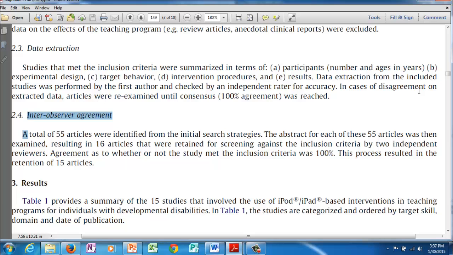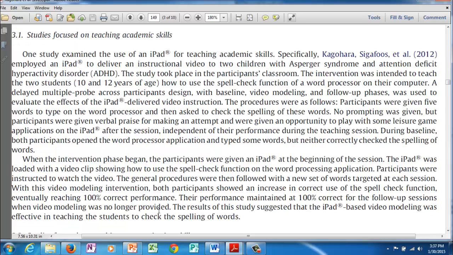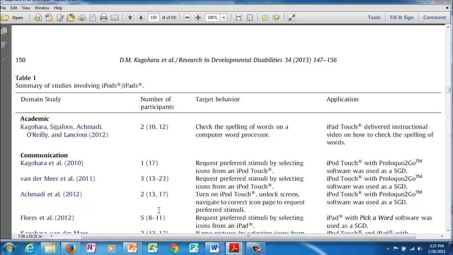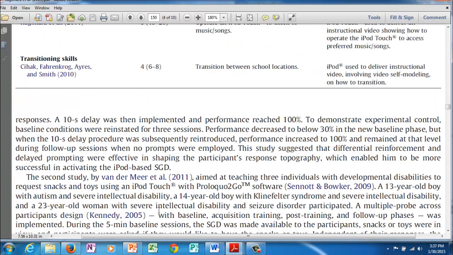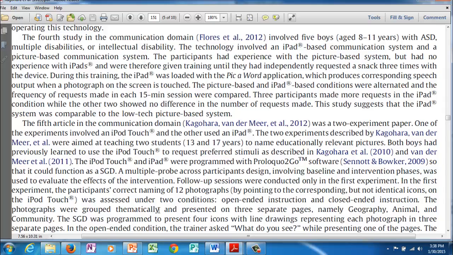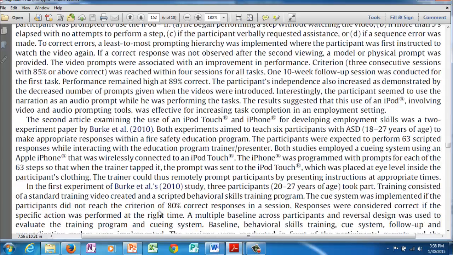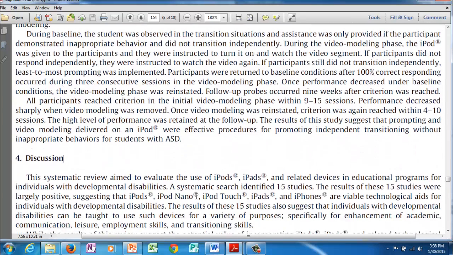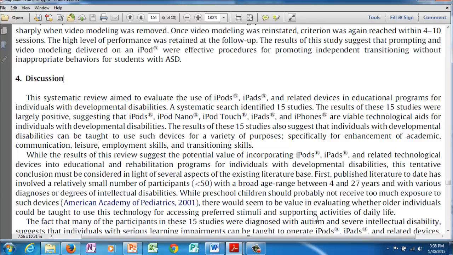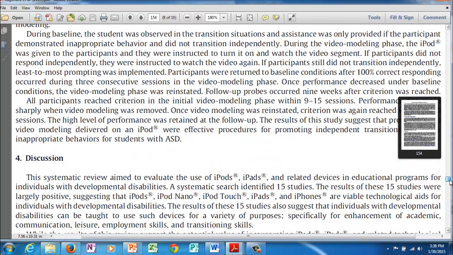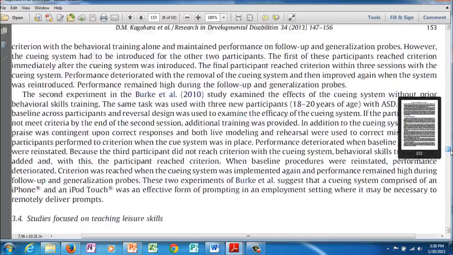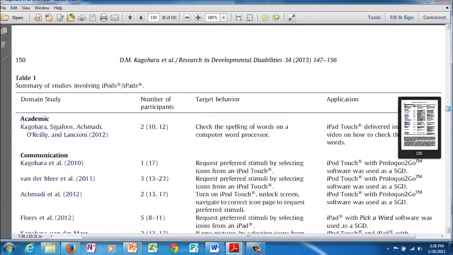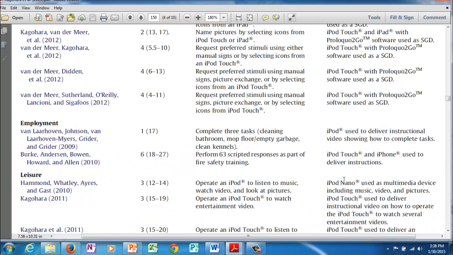Okay, one thing I want to show you is Table 1 in the results section. So you'll notice that they have a results section. I'll scroll down, and you'll see the results section is basically summarizing all the different studies that they looked at. And then they have a discussion section that draws their conclusions from their review of the literature. So I want you to go back and look. If you're following along with your own paper, go back and look at Table 1.